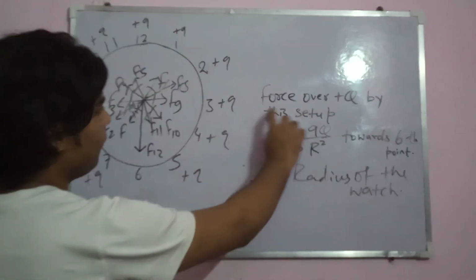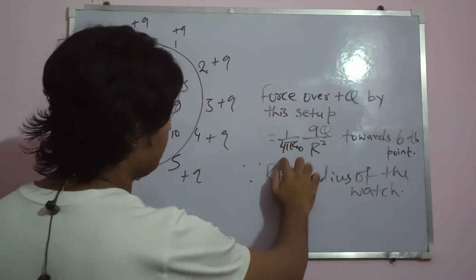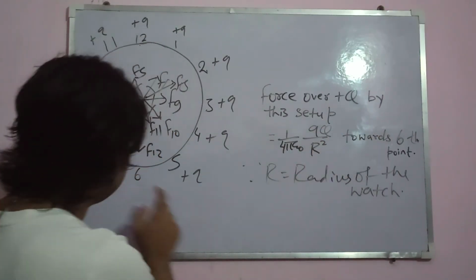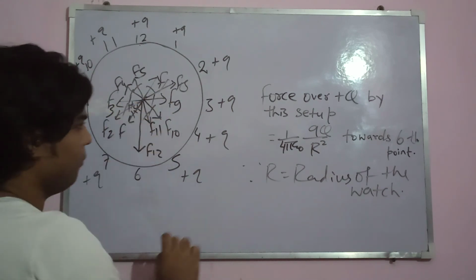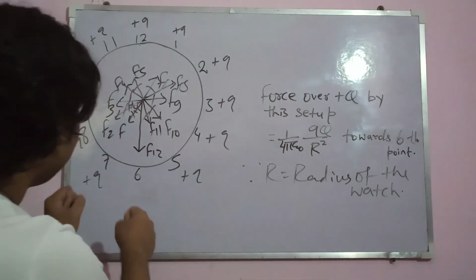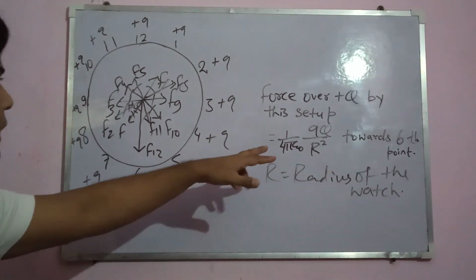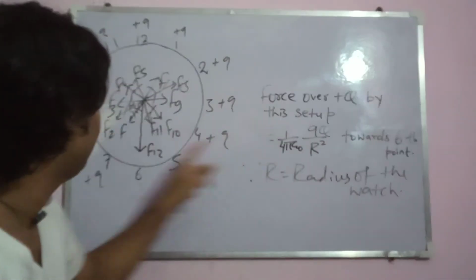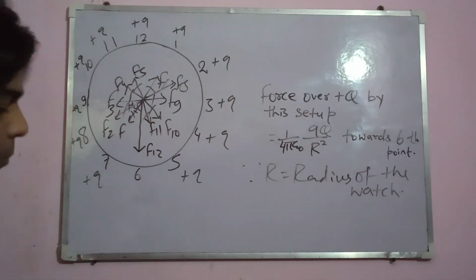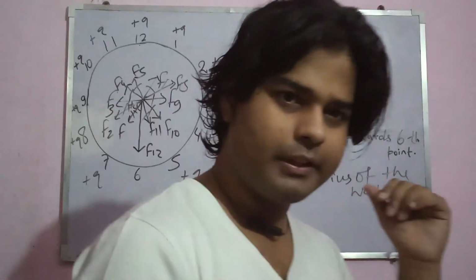Here, the force over plus Q by this setup is equal to this. This is the force applied by this missing charge over this plus Q. And its direction will be towards the missing charge, where R is the radius of the watch. This is our resultant force. This is the value of F12. The question has been completed. I will discuss a new question.